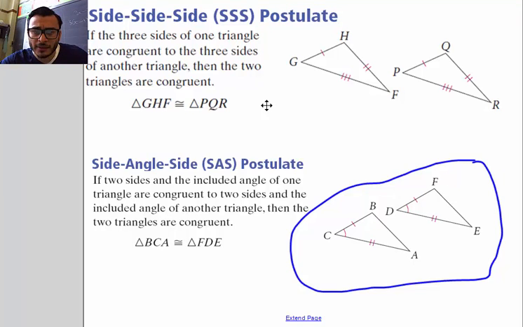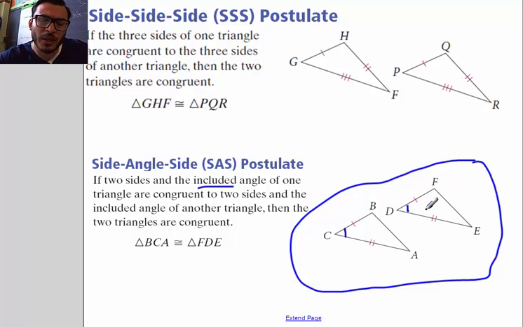So what it says, 2 sides and the included angle. What it means by included angle is the angle that's in between the two sides that you're using to prove the triangles congruent. So angle C is the included angle, and angle D is the included angle. So included angle just means in between the 2 sides. So that's the side angle side postulate. That's what it looks like.